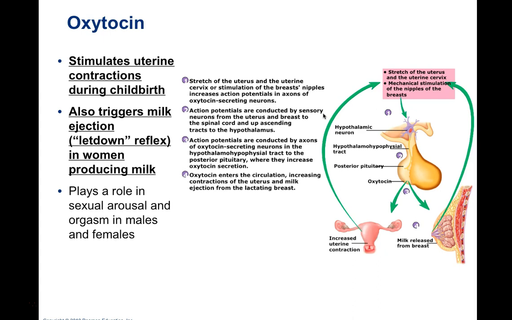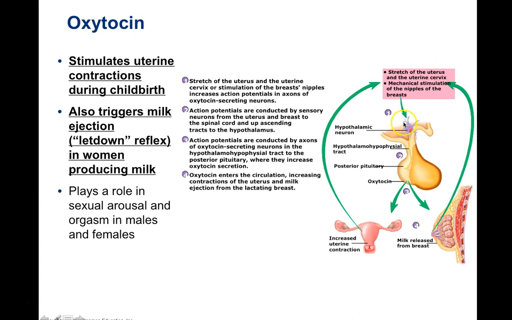So now let's talk a little bit about oxytocin. If we look at this figure on the right side here, we are going to discuss oxytocin in relation to contractions during childbirth. The other thing it also assists with is triggering milk ejection, also known as the letdown reflex in women producing milk. And it does play a role in sexual arousal and orgasm in males and females. So back to our figure over here.